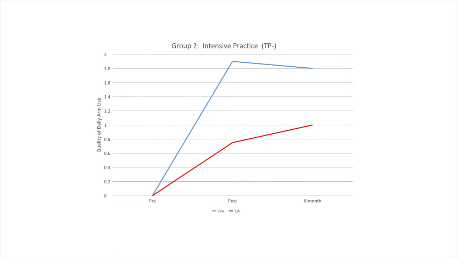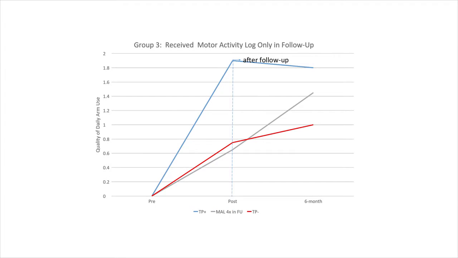The group that received the motor activity log only 4 times in follow-up falls between the 2 other groups for a period of at least 6 months. Not a bad result for less than 2 additional hours of intervention over the phone. Another really important part of the transfer package is problem solving. Problem solving is done both during the completion of the behavioral contract and during the motor activity log. Its purpose is to reduce barriers to attempting different tasks with the weaker arm.